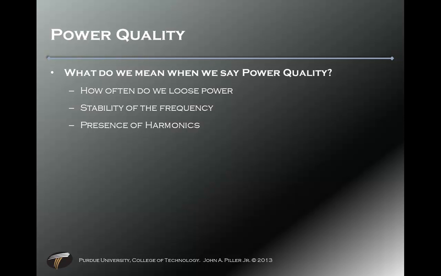What do we mean when we say power quality? Well, power quality is actually something we take for granted in the United States. We expect every time we turn on the lights the power will be there, and we complain if power is out for much more than a 10-minute blip. So it's how often do we lose power, and the stability of the frequency. We don't think much about that. The frequency in the United States is 60 hertz, and it's fairly solid here.